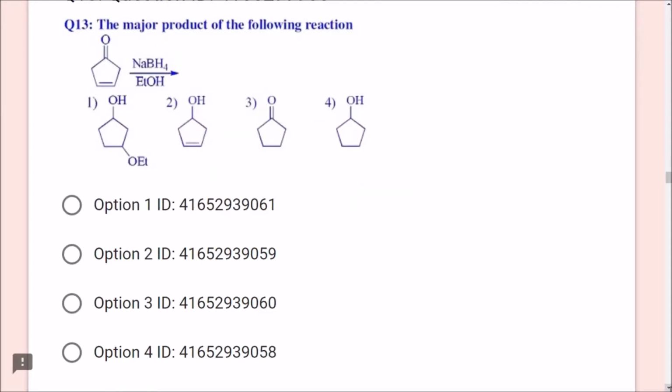Next, question number 13. The major product of the following reaction is what? They are taking cyclopentanone, and there is one double bond, with sodium borohydride in ethanol. What is this sodium borohydride? Sodium borohydride reduces carbonyl compounds to alcohols, whereas the double bond is intact. It is not going to be reduced by sodium borohydride. What is the product? Friends, option number 2 is going to be the correct option. Why? This ketone is reduced to alcohol, whereas this double bond is intact. So option number 2 is the correct option, friends.